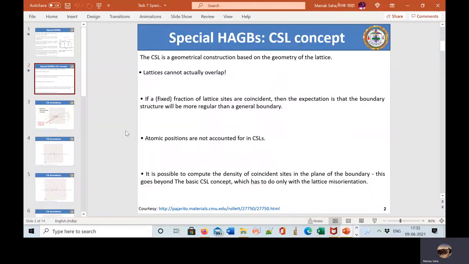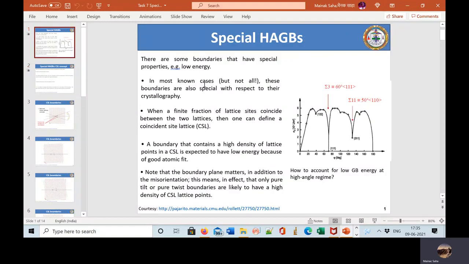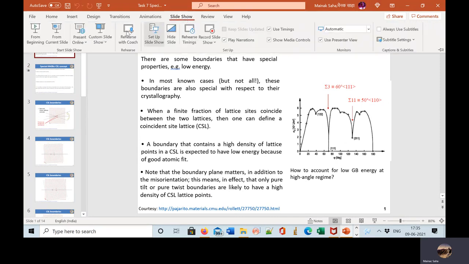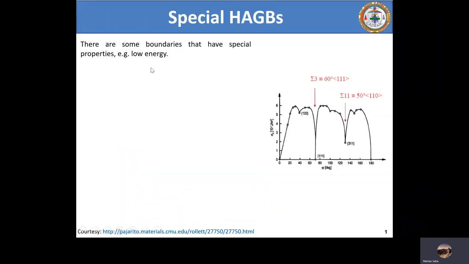So today I'll be speaking on one of the very special topics in the context of grain boundaries, and that's about the special high-angle grain boundaries. Till date, what we have covered is that we initially talked about what a grain boundary in a microstructure is, then how we define a grain boundary. That is exactly the first part of my talk that I had covered.